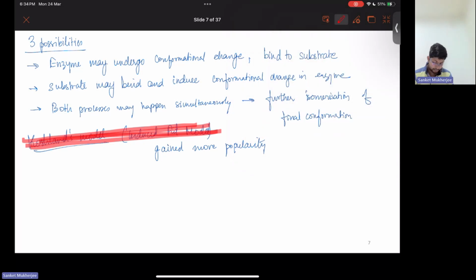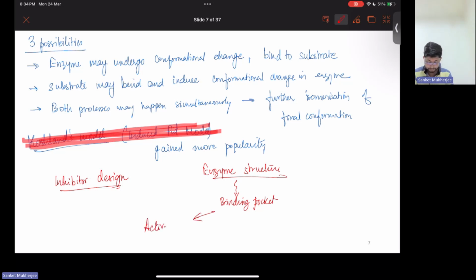Now talking about the inhibitor design, right? So the enzyme structure has small areas of this enzyme that are active sites. Okay, a subset of the enzyme is an active site. So they have, let's say, the binding pocket, right? They have the binding pocket where they can have the active site, they can have the substrate binding site, or they can have other sites.